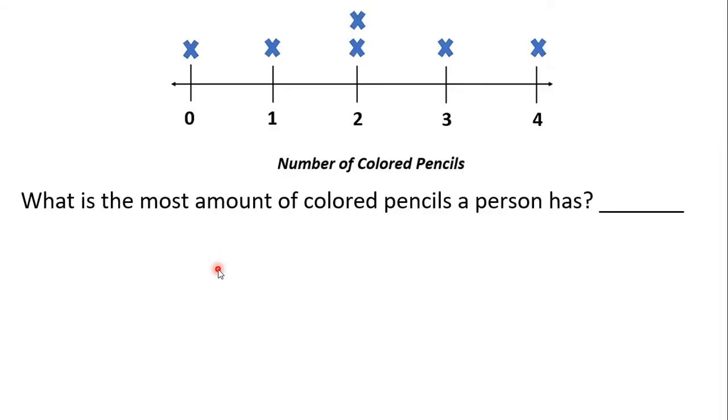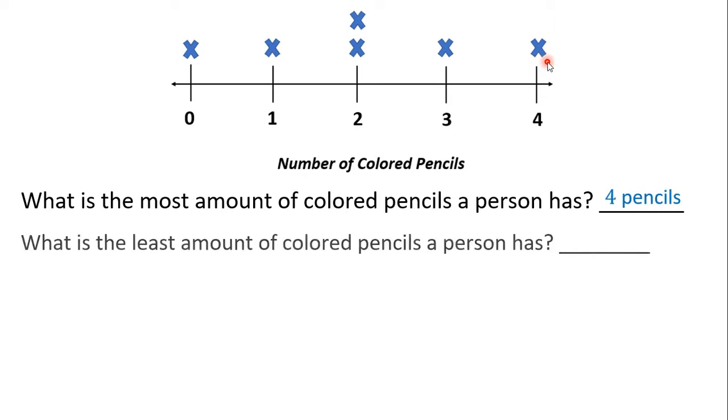What is the most amount of colored pencils a person has? So we're going to look at our line plot. We're going to try to find the biggest number that has at least 1 X above it, and that would be 4. So Leah had 4 colored pencils. That's the most amount of colored pencils the student has. And we can see that because it's at the end of our number line that has an X above it. So we know that the most amount of colored pencils a student has is 4 pencils.